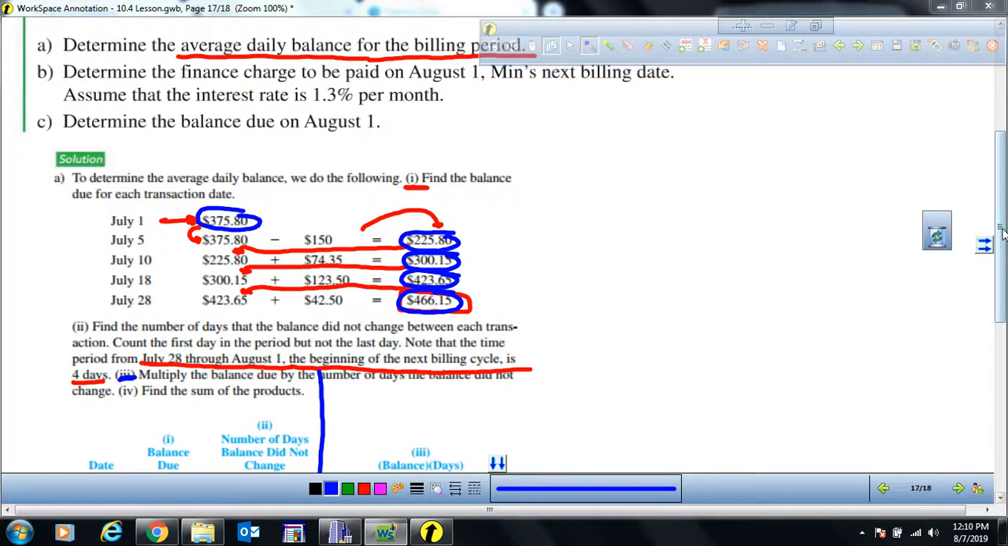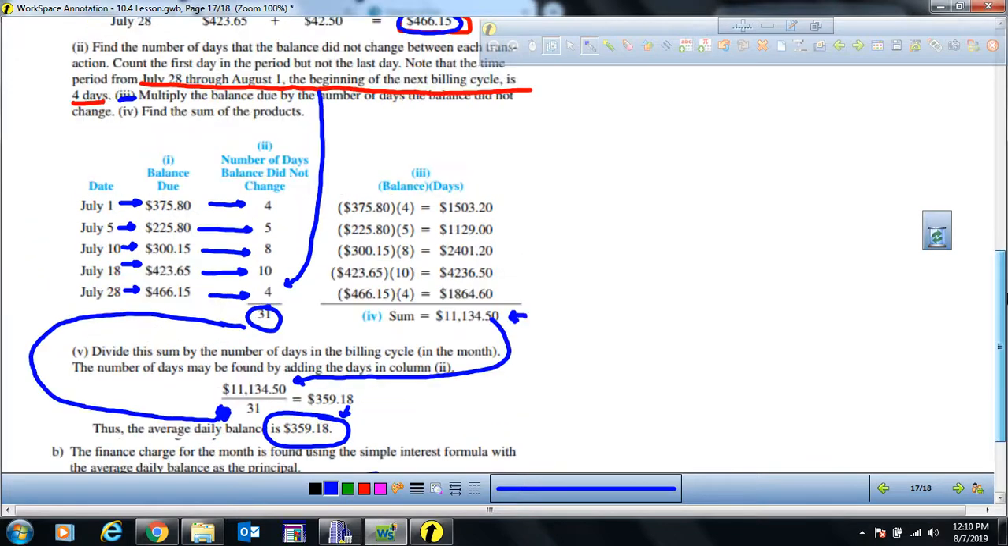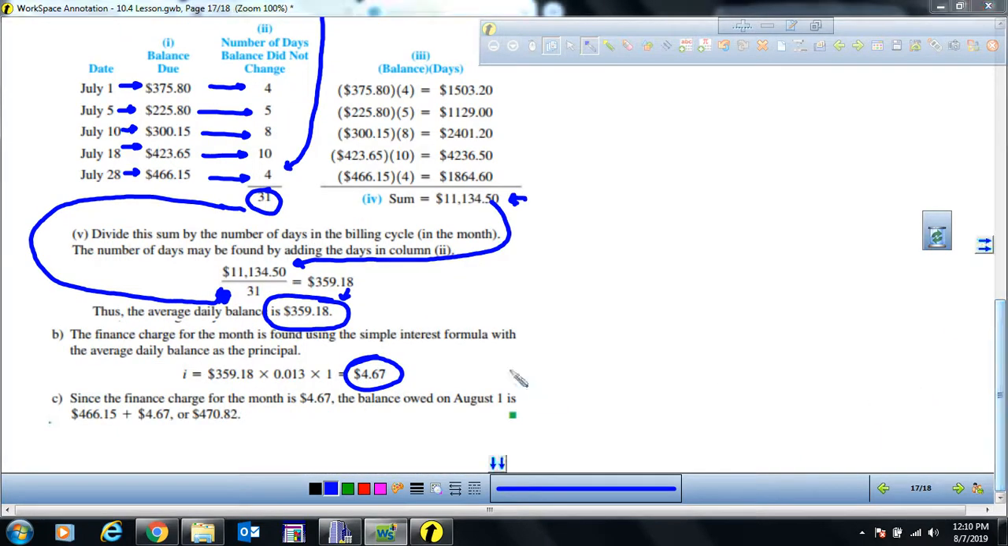C, determine the balance due on August 1st. Since the finance charge for the month was $4.67, the balance owed on August 1st is the last balance, $466.15, plus the interest, and that gives you a total of $470.82. Okay, and that's the total balance owed by August 1st.